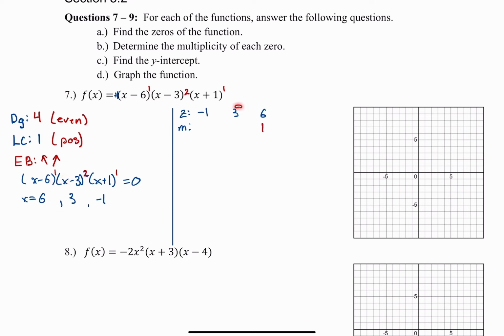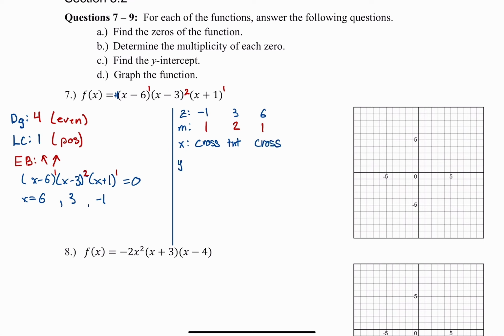The 3 came from here, so its multiplicity is 2. And the minus 1 came from here, so its multiplicity is 1. All right, so what happens at the x-axis is whenever the multiplicity, so this number, is odd, it will go ahead and cross. This number 2 is even, so it'll touch and turn at 3. So touch and turn at 3. And again, 1 is odd, so it'll cross at 6.